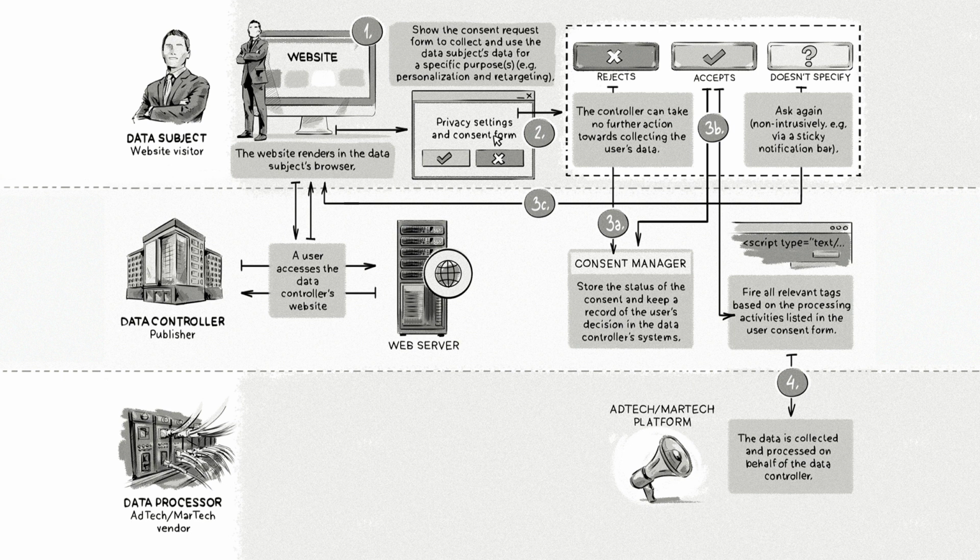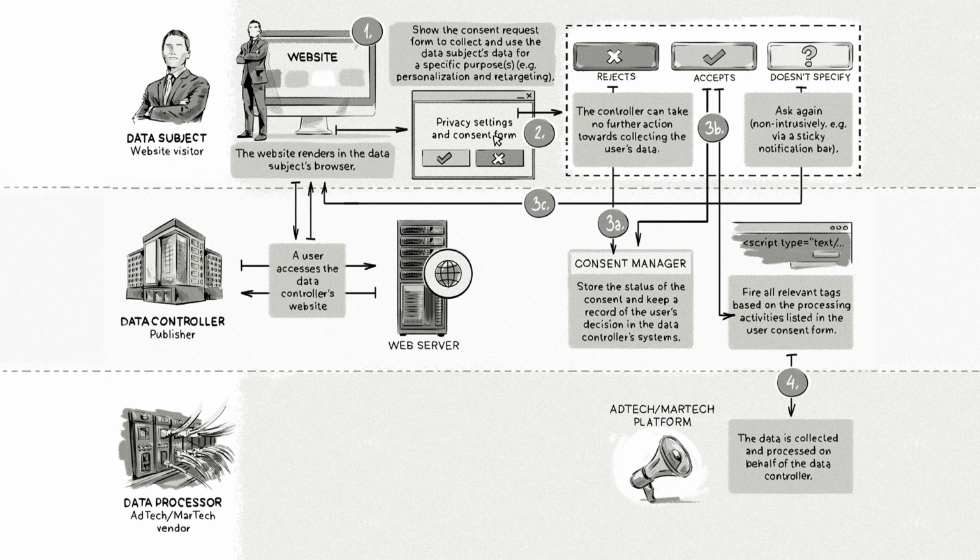Now, there are three possible outcomes of this. The first one is that the data subject rejects the publisher's request to process their data, in which case the data controller, in this case the website, can take no further action towards collecting their data. However, the data subject's consent status is recorded in the consent manager so that we don't have to keep asking for it on every page view, and also to show proof of the data subject's consent decision.